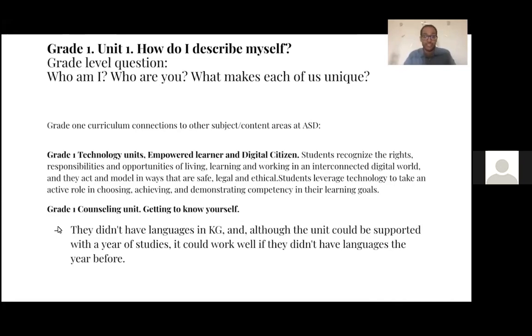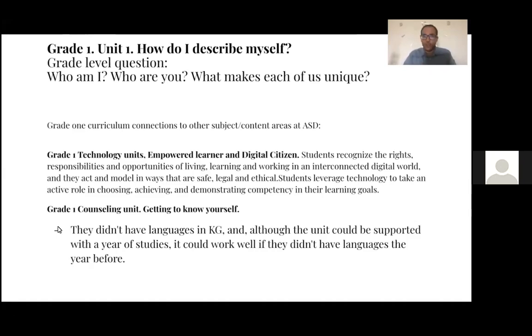Students needed to be able to use different technological gadgets to be able to access their learning. So this unit, how do I describe myself, was a very technologically based unit. It really allowed us to connect with the rest of the teachers and focus on this idea of empowering learning and digital citizenship. So it was a great way to connect with all the different subject areas at the beginning of this school year with all this online setting.